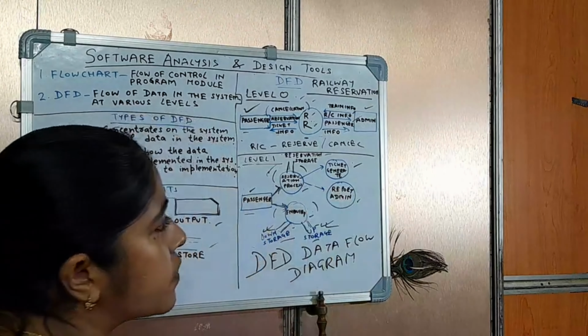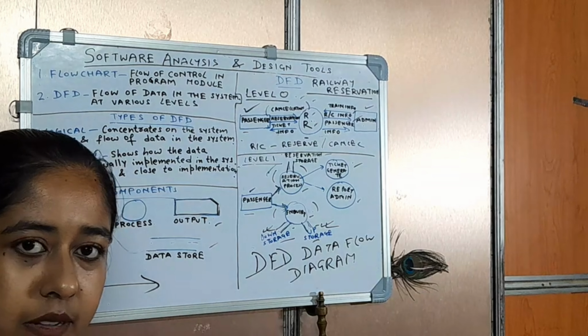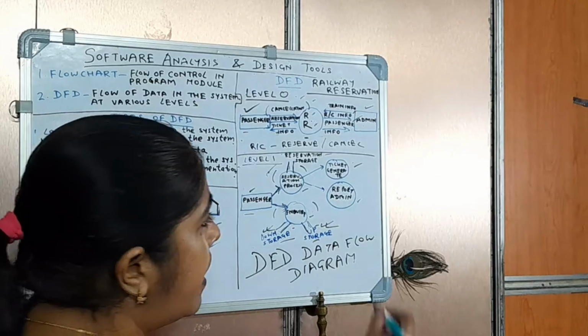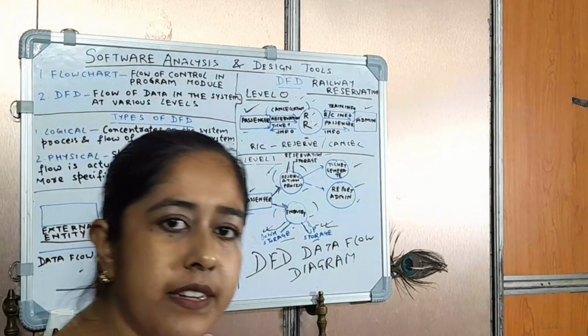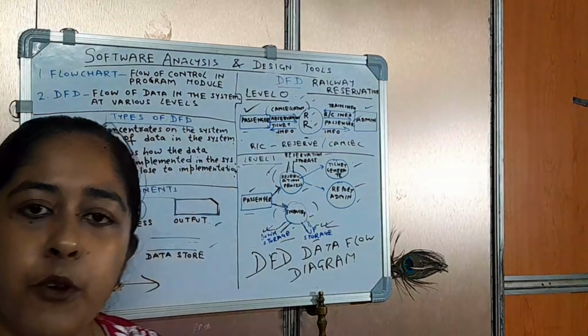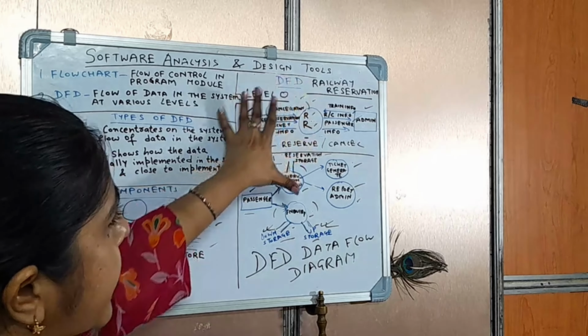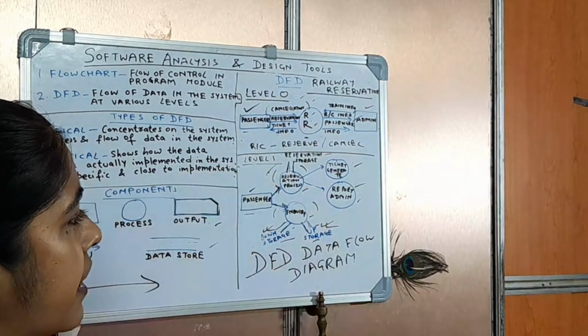In the reservation process, either you can generate a ticket, that is, you are reserving a seat, or you can cancel, and either way you can report to the admin. If some mistake or error is coming, then you can report to the admin. So this is what happens when we break this zero level DFD: we get this kind of figure.